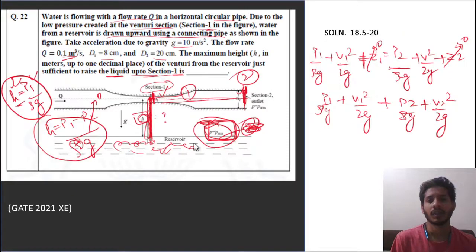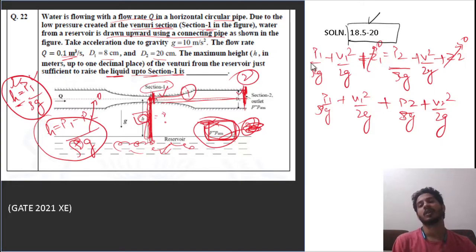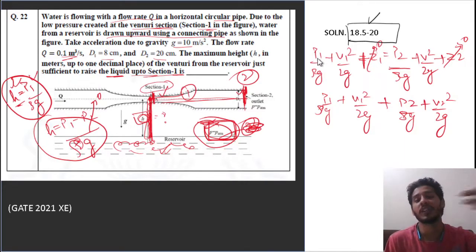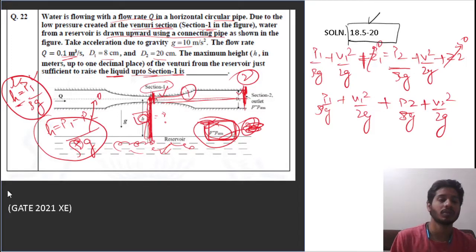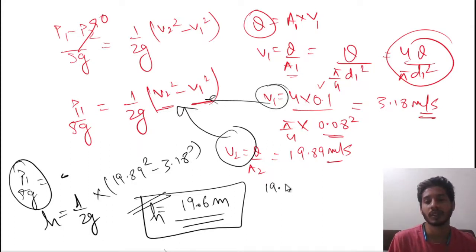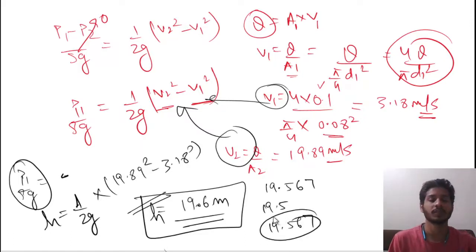You can see the range is 18.5 to 20. One more thing: while you solve the question, please try to answer up to 3 decimal places, because otherwise sometimes the answer may go beyond the range. For example, if you are getting your answer as 19.567, don't write it as 19.5. Consider it to be 19.567 only, up to 3 decimal places. All right, so this is the answer for this question.